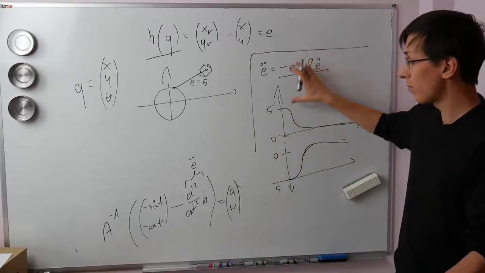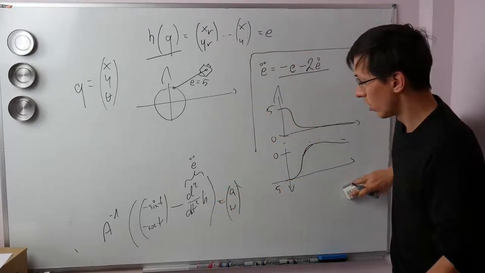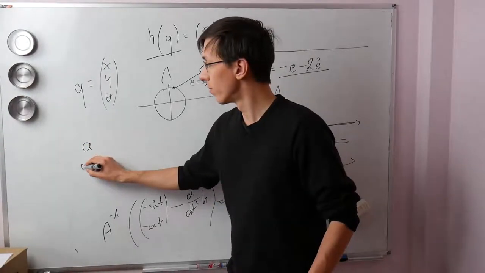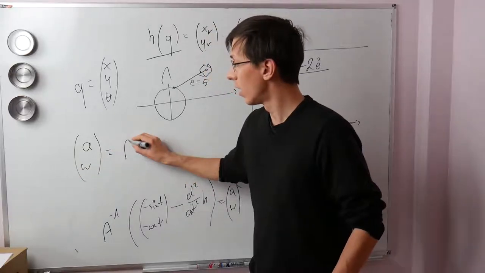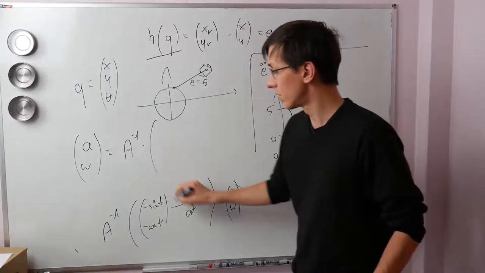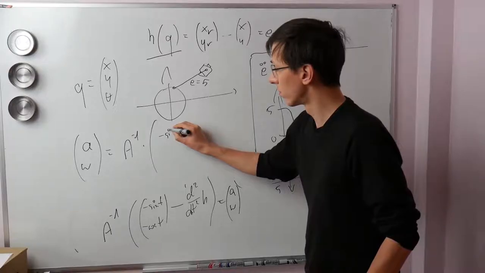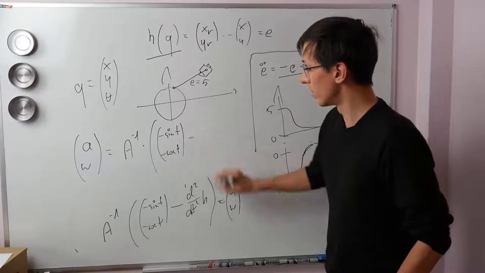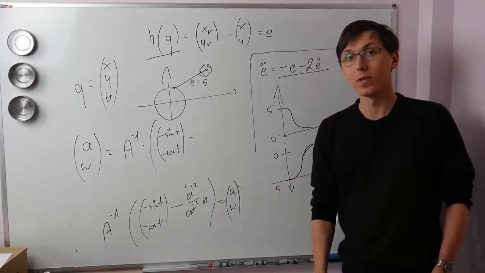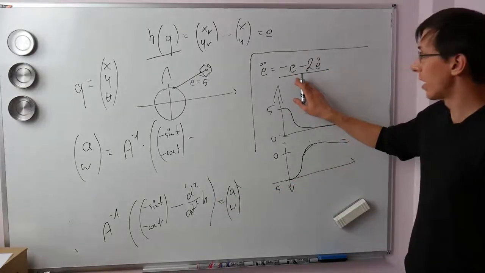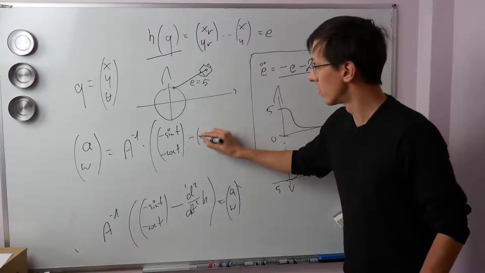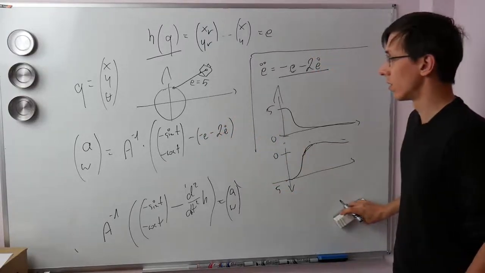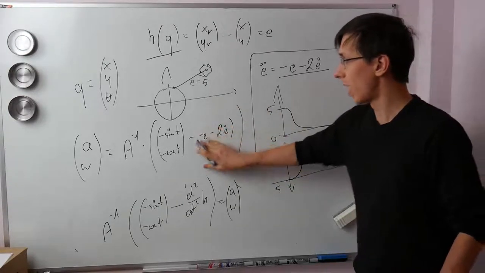So if you substitute it here, you will get A omega is the decoupling matrix times the trajectory minus, here we go, the error. We shape it as minus E minus 2 E with a dot. Minus minus, plus.